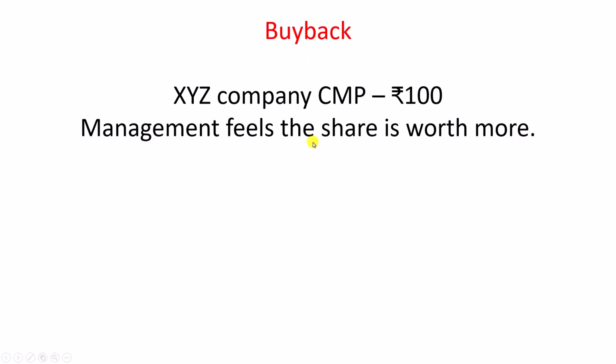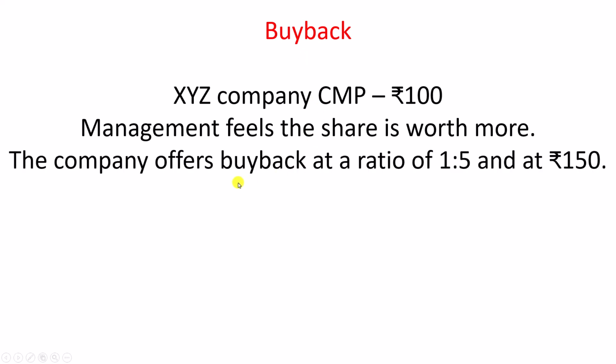So what the company does is it offers buyback at the ratio of 1:5. This is just a random ratio. It is not that it has to offer at 1:5. It can be any ratio. So the company offers buyback at a ratio of 1:5 and at 150 rupees, meaning the company says that if you have 5 shares, you can give us 1 share, and we are ready to buy that one share at 150 rupees each.